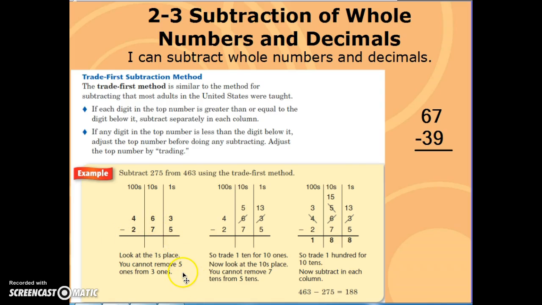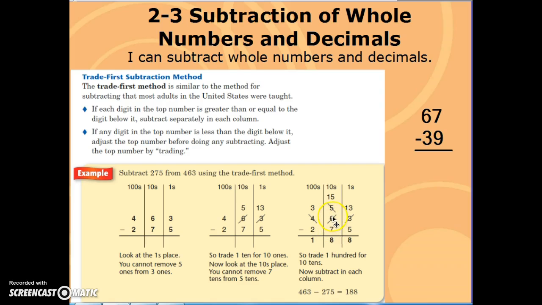Now in this method you're going to start in your smallest place value first. So for this problem we're starting in the ones column. I know that if I have 3 of something, I cannot take 5 away. So I'm going to have to borrow from my neighbor. I'm going to have to trade. If I trade from the tens place, the 6 is going to become a 5. That 10 is going to come over and I'm going to add it onto the 3, so my 3 is now 13. Now I can subtract 13 minus 5. So if I come over here and do that, 13 minus 5 is 8.